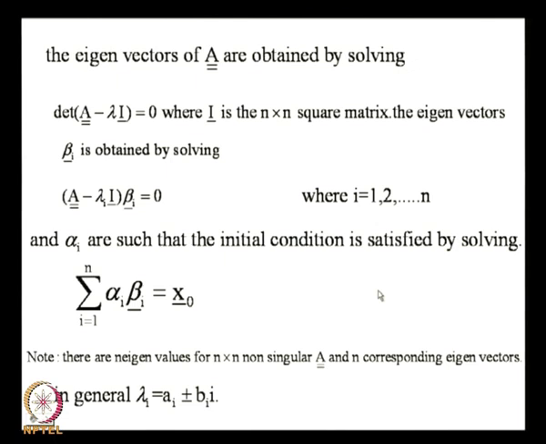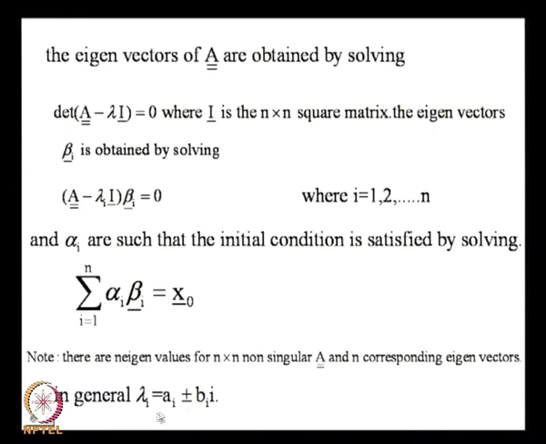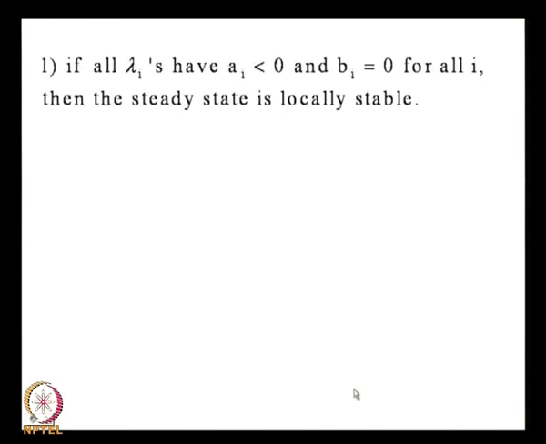Now we are walking towards the stability question. The eigenvalues that you get are, in general, complex numbers, so they will have an imaginary part and a real part. For example, any lambda i is written as ai plus minus bi times i, with bi being the imaginary part and ai being the real part. Now we will look at what the effects of these imaginary and real parts are on the system.